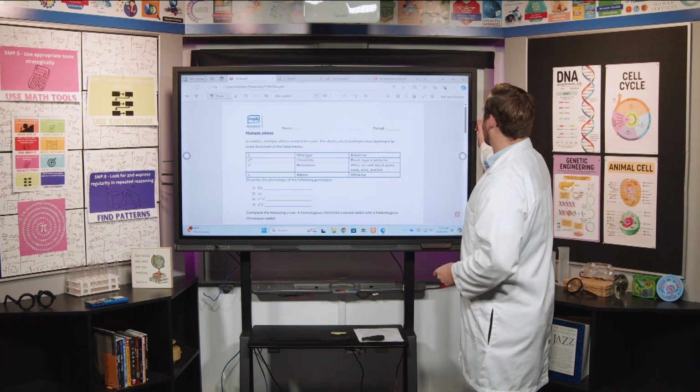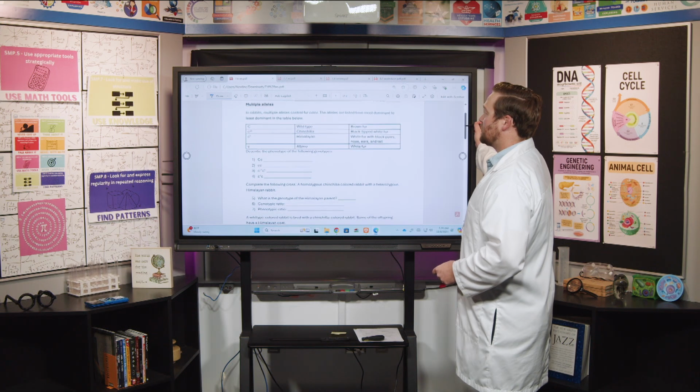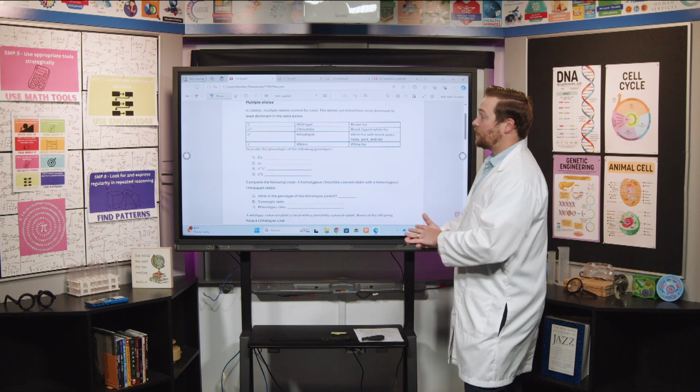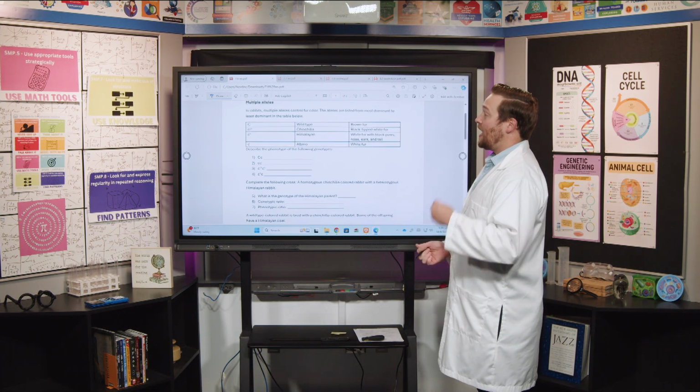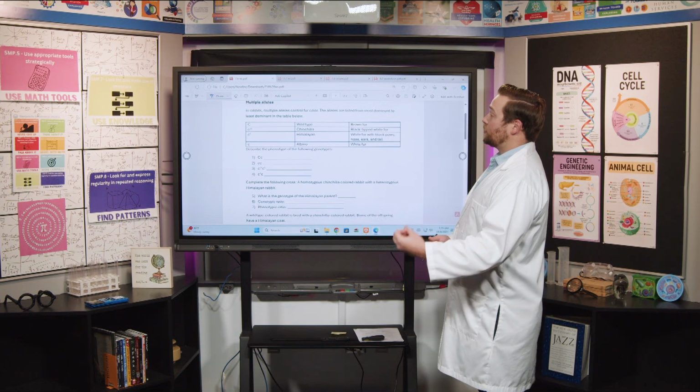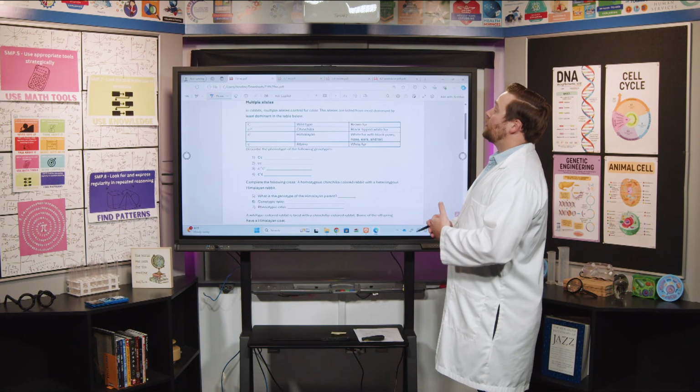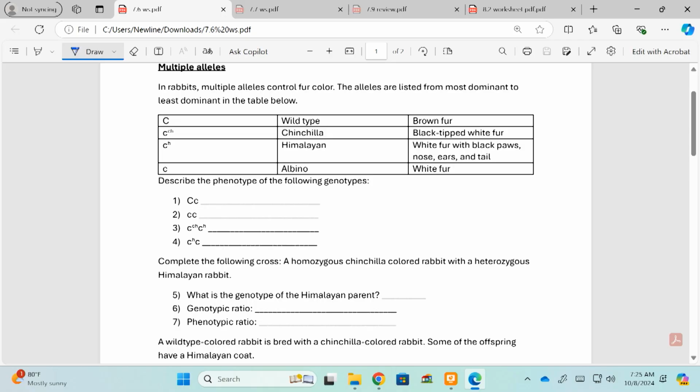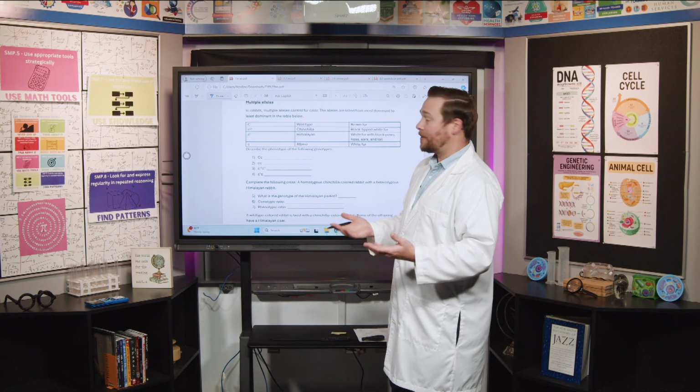Okay, so here's the first question. This is dealing with multiple alleles. What it says here is that in rabbits, multiple alleles control fur color. The alleles are listed from most dominant to least dominant in the table below. We usually just have two alleles when we're working with these kinds of problems. Here we have four alleles, and some of them are more dominant than others.